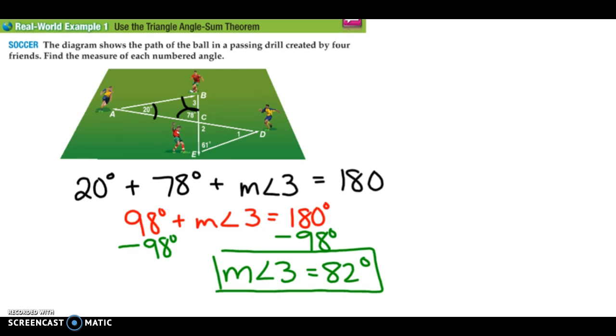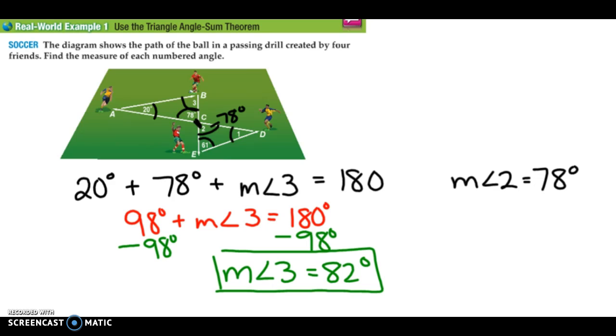Now, in the second triangle, they tell us what E is, but they don't tell us what 2 or 1 are. Well, first we can figure out angle 2. And we can actually see that those two are right across from each other. They have a special name. Remember, that special name is called vertical angles. And vertical angles are equal. So the measure of angle 2 is actually 78 degrees. So I know that this one is 78 degrees.